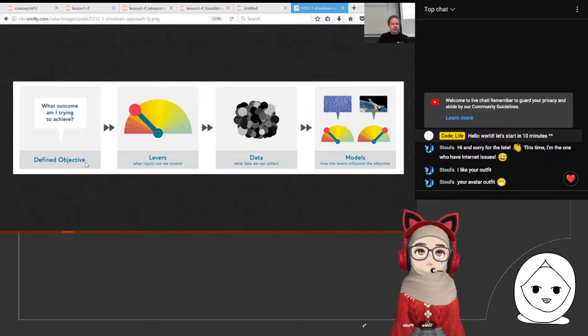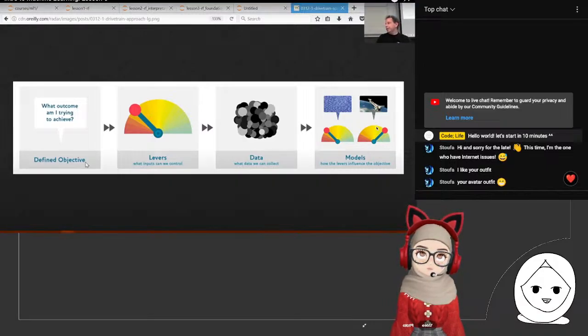So we need to know, what am I trying to achieve? What can this organization actually do specifically to change that outcome? And at the point that decision is being made, what data do they have or could they collect? And so the way I put that all together is with a model. And this is not a model in the sense of a predictive model.